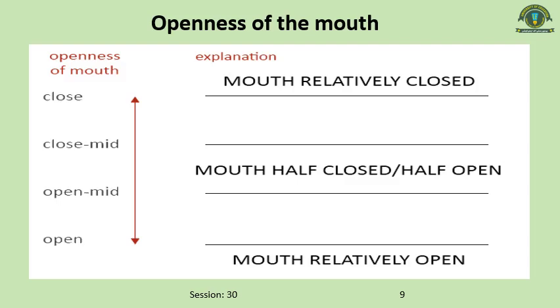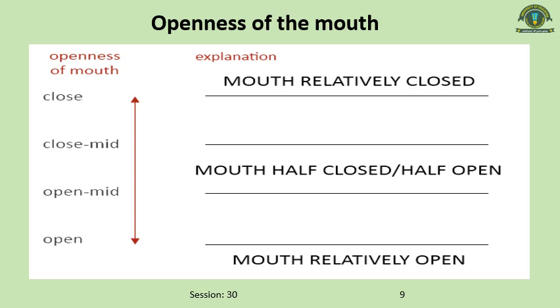Now look at this slide very closely. That tells us something about the openness of the mouth. Openness of the mouth. You've got two broad areas, left and right. On the left side you've got one title, one heading, that is the openness of mouth. On the right side, explanation is there. So explanation of what? Of the openness of mouth. Now look, we have close, mouth is close. That doesn't mean absolutely close, not at all. We're talking about the openness of mouth.